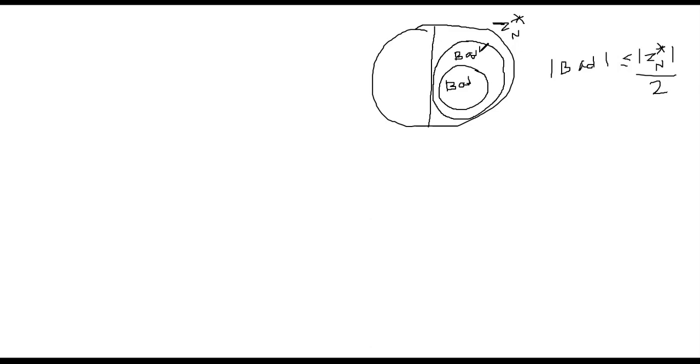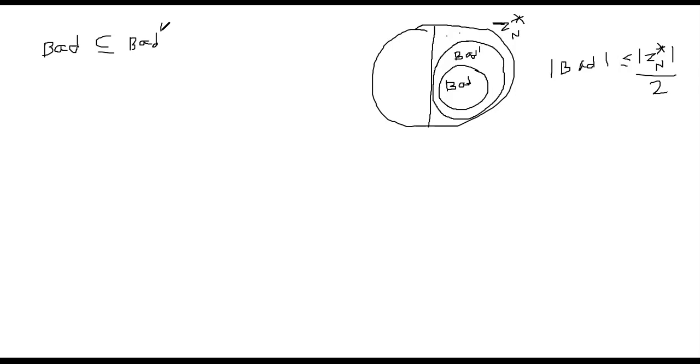And I will also show you that bad prime is not the full Zn star. It is a subset of Zn star. There are elements, for example here, that are not present in bad prime, right? So the proof will proceed as follows. I will be able to show you bad is contained in bad prime. So the proof is as follows: bad is part of bad prime, that I will show.